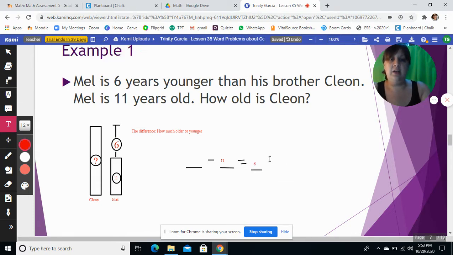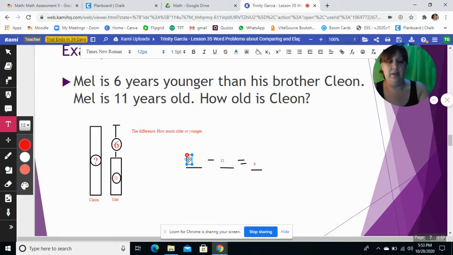Okay, so now we know something minus 11 equals 6. Well, what could we do to figure it out? We find the first number of a subtraction problem by adding. Okay, so we could say 6 plus 11. 6 plus 11 is going to give us our missing number. So what is 6 plus 11? 6 plus 11 is 17, right?